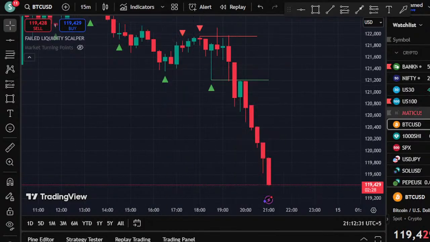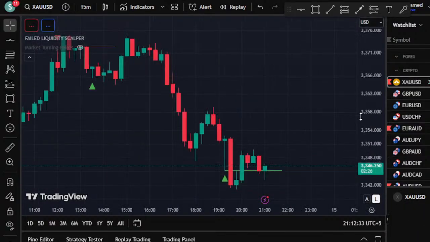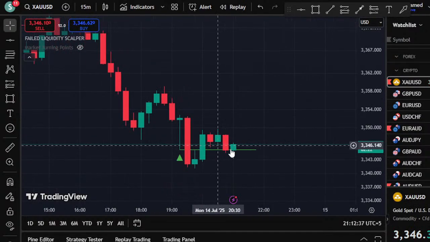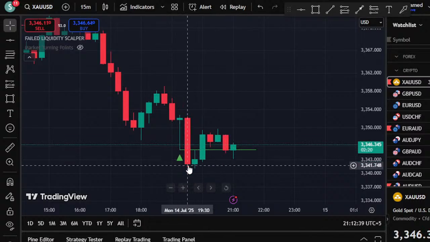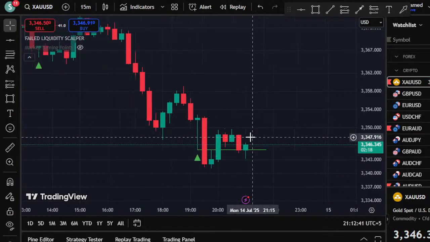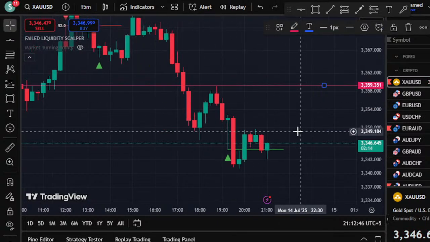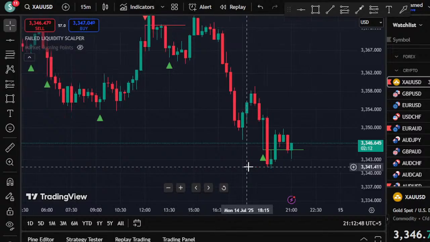Okay, so even I can show you, for example, let's go to gold. Right now on the gold, you can say that this is the close below, so it's bearish. So where would be our stop loss? Somewhere here at the top. We can go for the stop loss in that case if the price goes up.